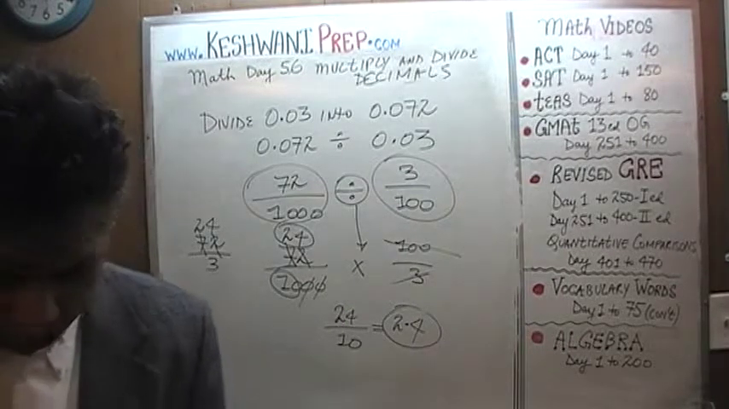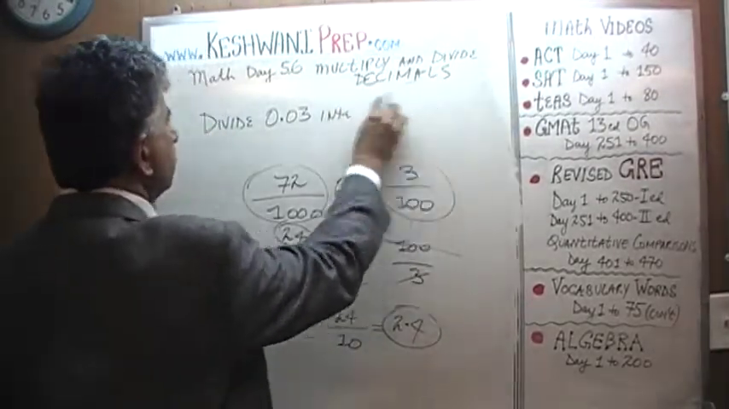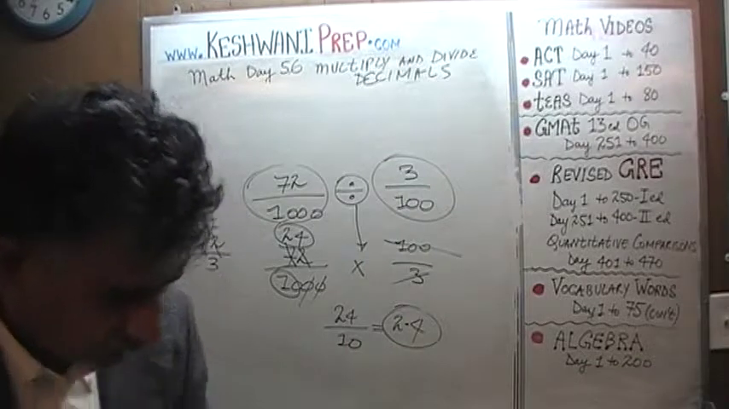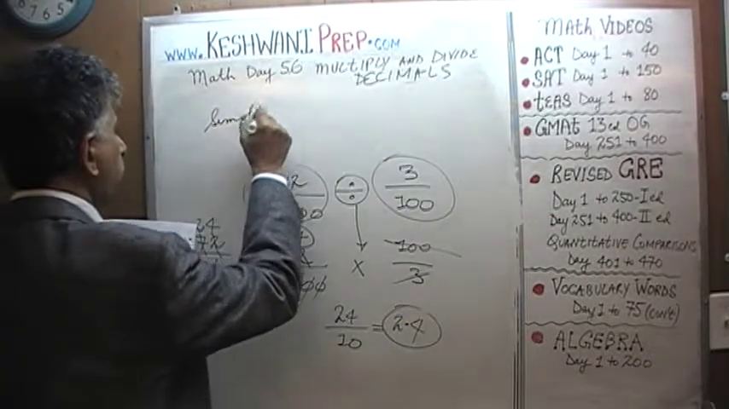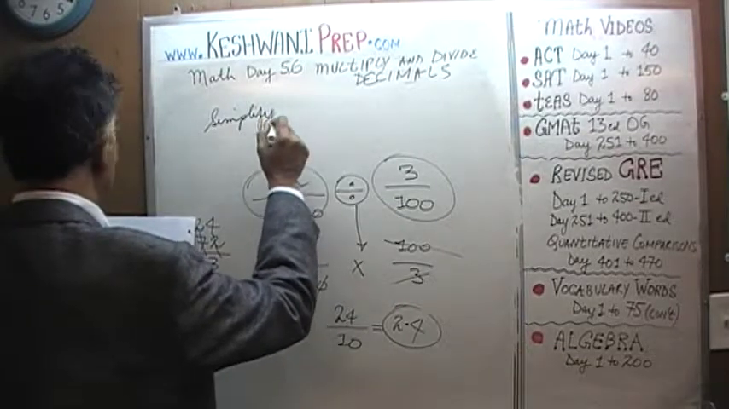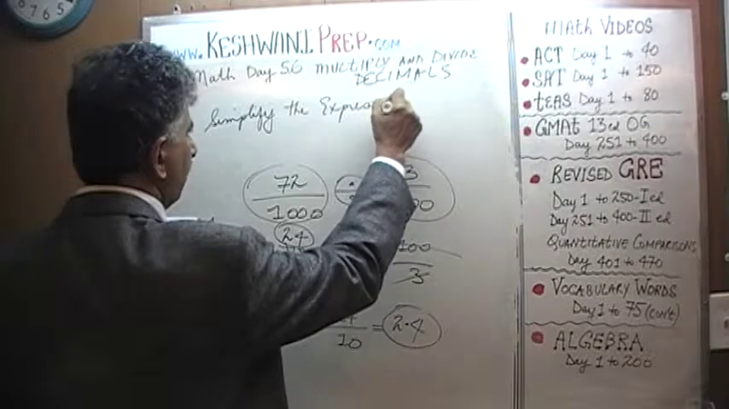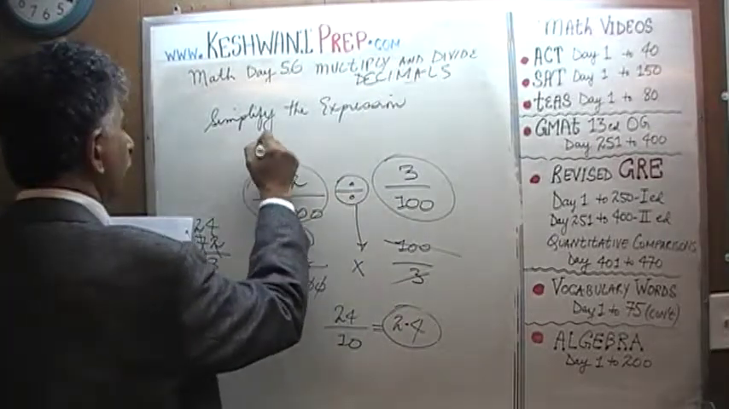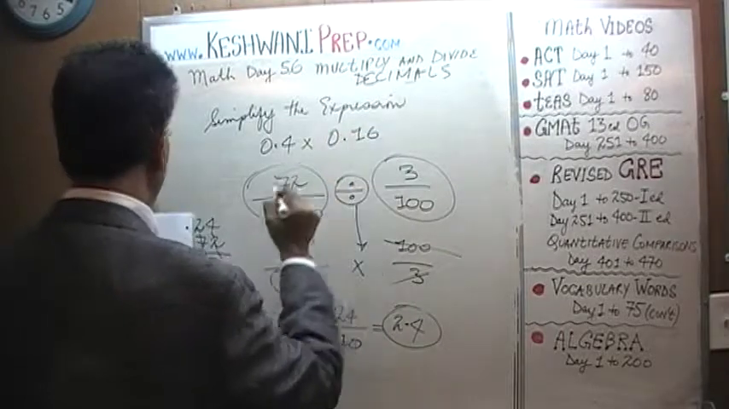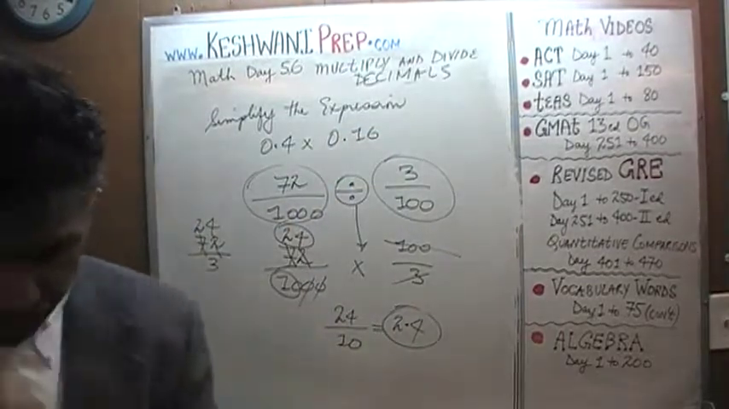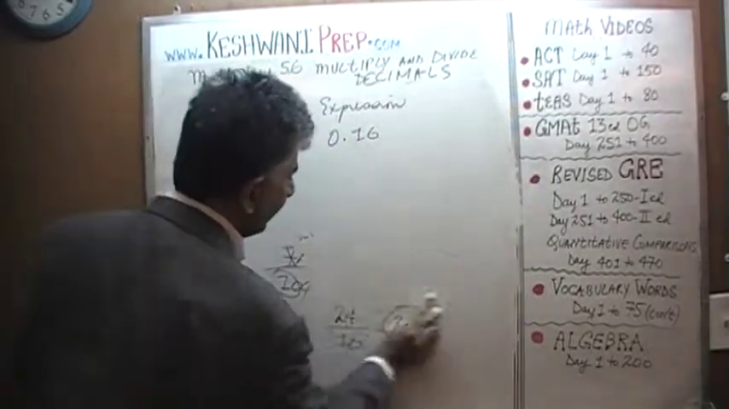Let's do one more, shall we? The next question simply says, simplify the expression 0.4 times 0.16. This is a very straightforward and very simple problem.